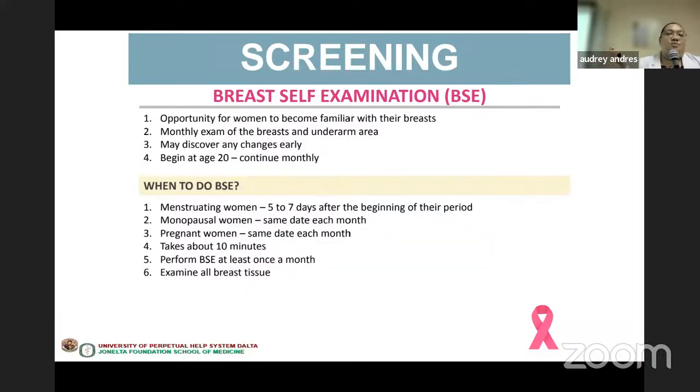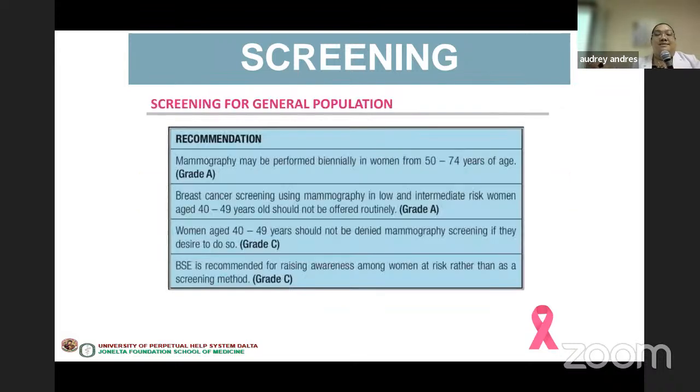When to do your breast exam? You do it monthly. For menstruating women, usually the same day each month, 5 to 7 days after the beginning of their period, and examine all breast tissue.